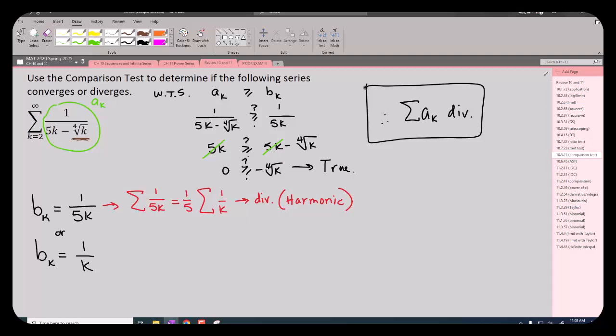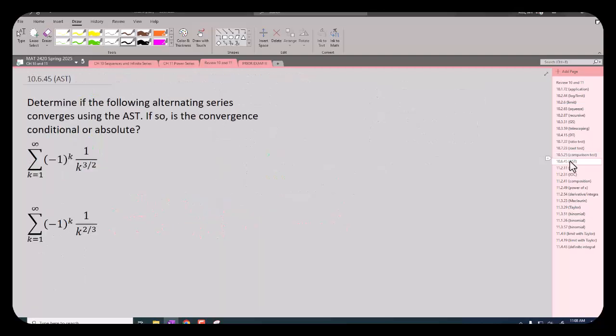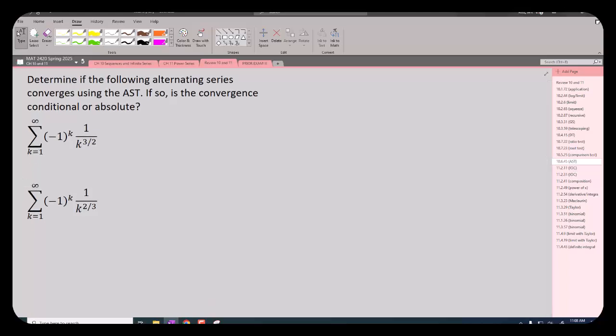Let's do an alternating series test. And typically if we can't make this work, we go to the other comparison test. So if this was a plus down there, we wouldn't be able to show that inequality, it would not work out in our favor. So then we would go to the limit comparison test. So let's go ahead and do an AST, an alternating series. So it's asking us to use the alternating series test.